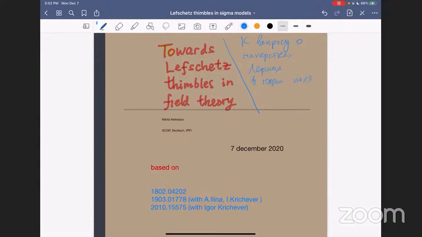Okay, so I'm going to talk about the attempt to classify Lefschetz thimbles in field theory, specifically in two-dimensional Sigma model. And so I'll try to report on some of the progress we made recently with Igor and earlier works which are listed here.